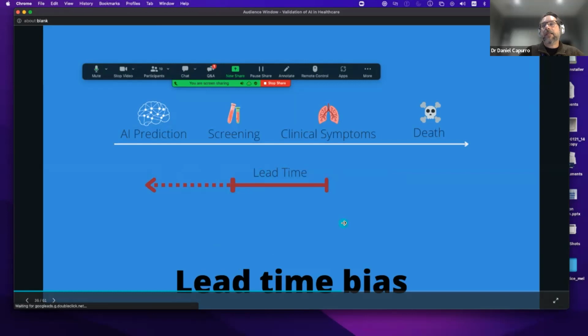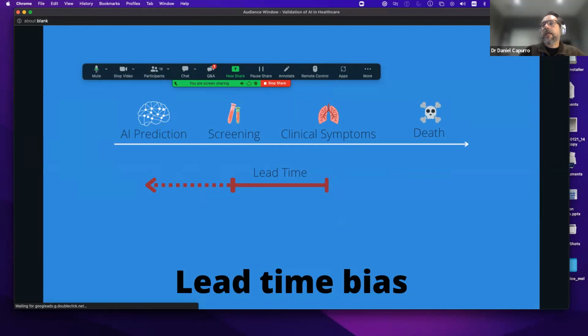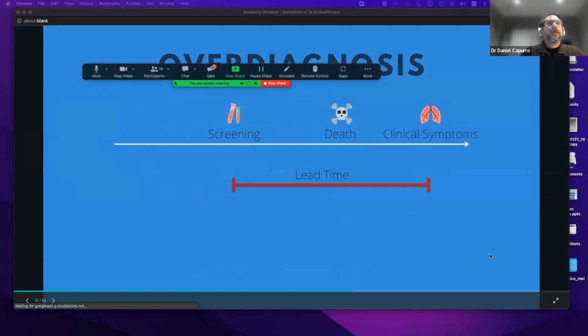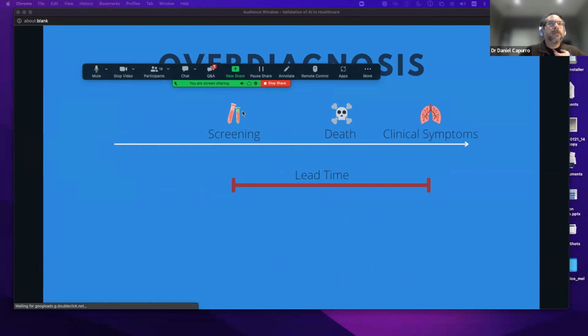And very linked to that is this problem of overdiagnosis. And this is what happened with thyroid cancer. You have a screening test, a neck ultrasound. Patients are dying from other things. That's why we have unrelated death here. And then the clinical symptoms would have developed later on. So again, the lead time for these is even bigger, okay?